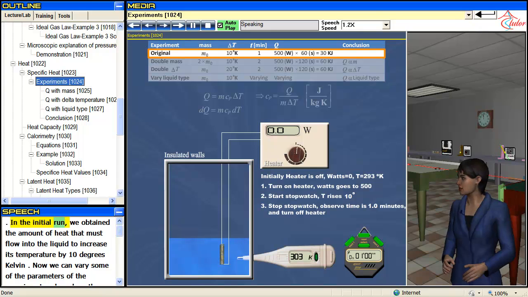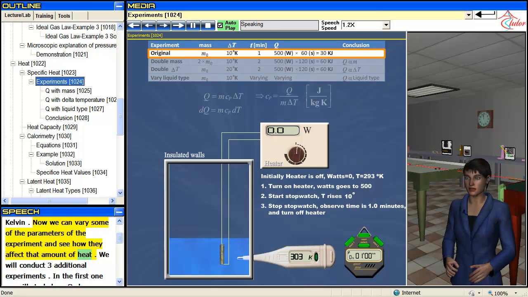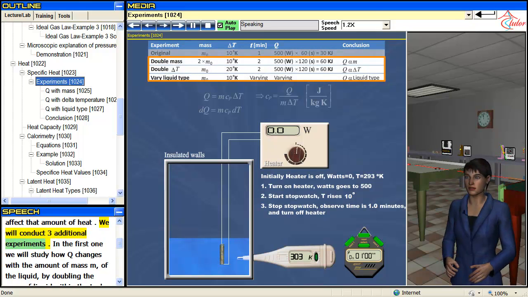In the initial run, we obtained the amount of heat that must flow into the liquid to increase its temperature by 10 degrees Kelvin. Now we can vary some of the parameters of the experiment and see how they affect that amount of heat. We will conduct 3 additional experiments.